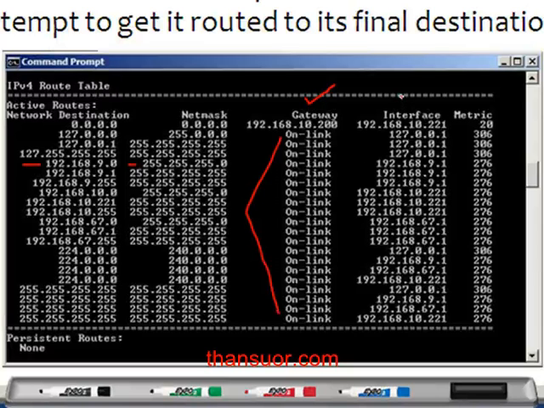And then the next column is interface. And this is expressing, well, what interface or which network card, we could say, that we are going to send the packet out on to get to that gateway. And then the last column is metric. And what metric has to do with is, metric is a relational number which will determine which would be the best route if there's more than one. Okay, which would be the cheapest route, which would be the fastest route.